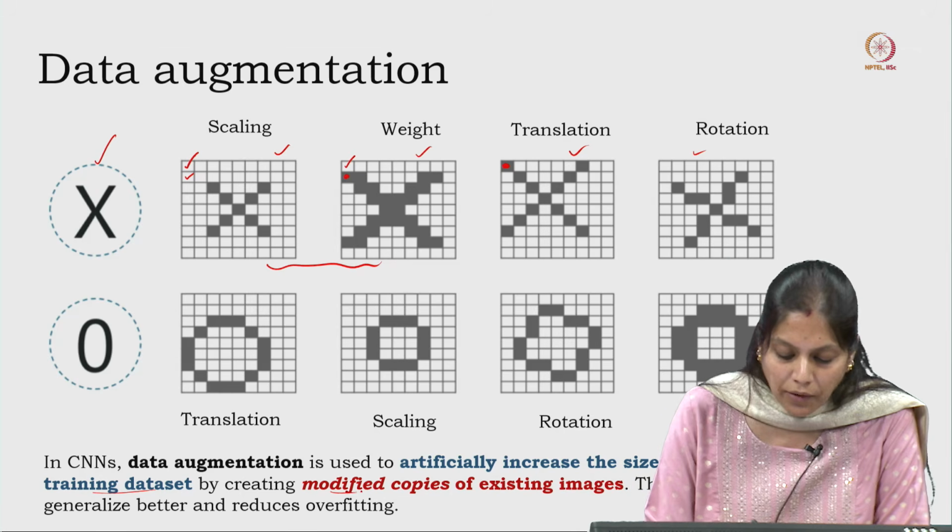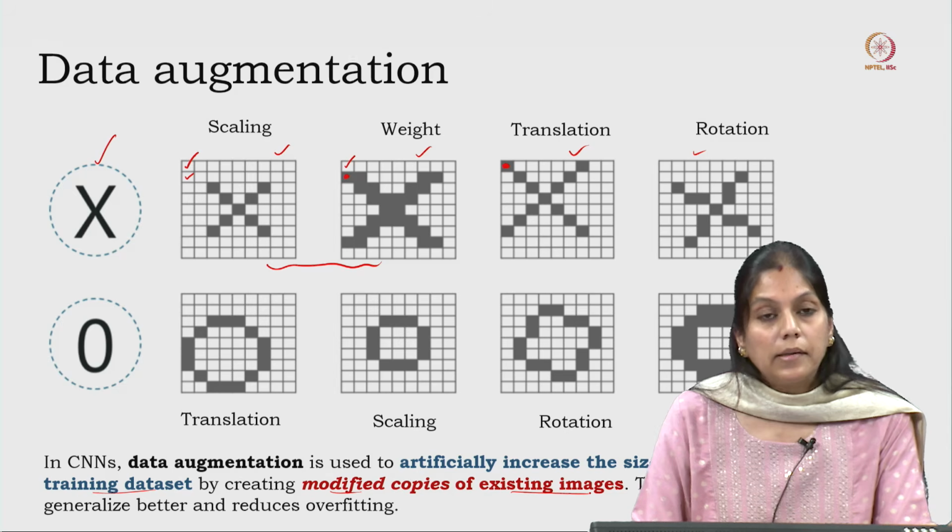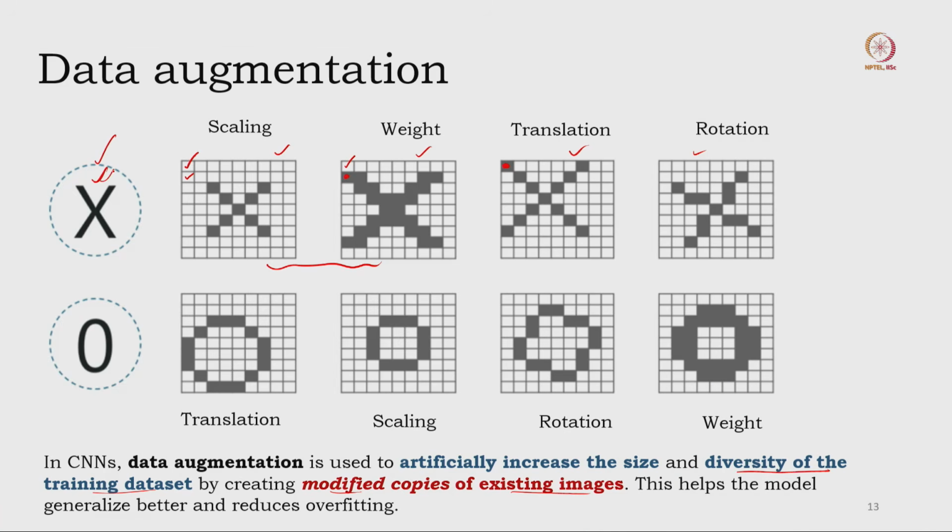So, we have a modified existing image. From this existing image, we are creating different orientations of it. This is called data augmentation, where we are artificially increasing the size and the diversity of the training data set. And how are we doing it? We are modifying copies of the existing image. Why do we have to do this? This will help model generalization. It will have a better generalization and thus reduces overfitting.